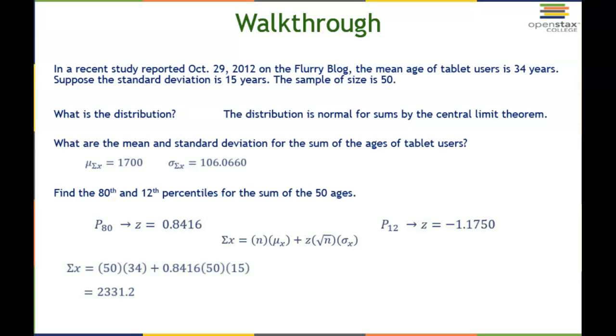For our 12th percentile, we're going to plug in our z value of negative 1.1750 into our sum of x equation. Plugging those all in, again, sorry I missed my little square root marker, but I did do my math using my square root. I get my sum of x's equals 818.75. So we know the 12th percentile is where the sum of the x's would equal 818.75, and our 80th percentile would equal 2,331.2.